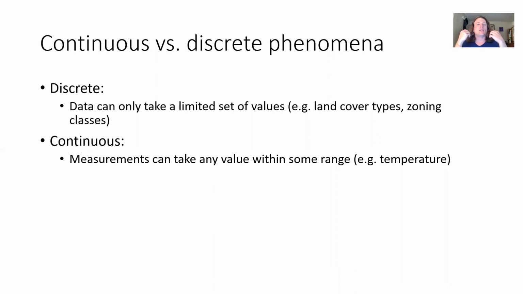Building on that, for discrete phenomena, the data can only take a set or limited number of values. So that's things like land cover or zoning classes. Whereas for continuous data, measurements can take any value within some range. So for instance, temperature can be 10 degrees or 10.1 degrees or 10.11. There's essentially an infinite number of different values within some range or space that the data can take.